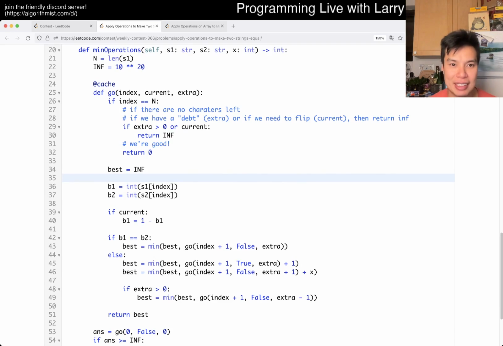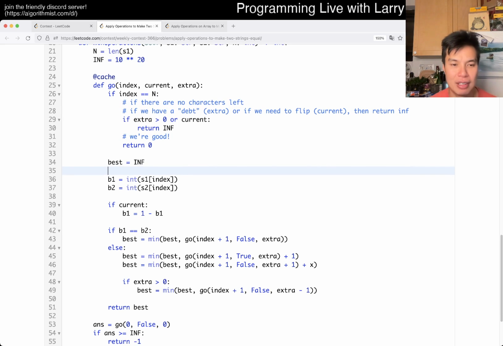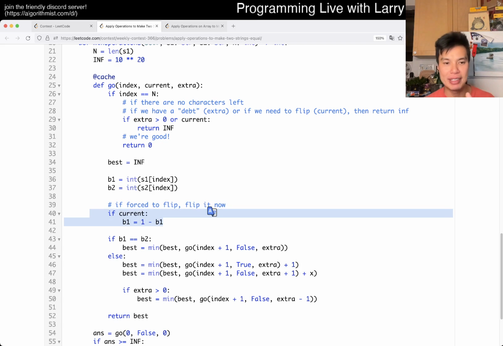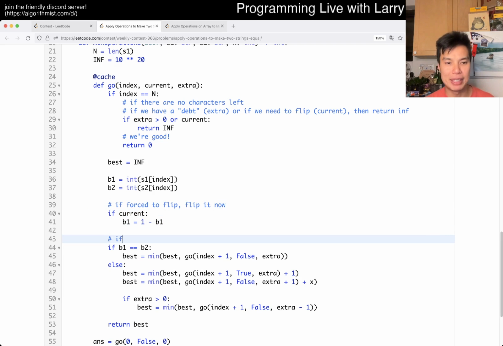So that's the base case. Otherwise, and I wrote this in a funky way, but bear with me, the sentinel value is infinity. We get the first bit and the second bit. If forced to flip it now, right? So now this is just if we have a carry bit, then we have to flip the current bit now. And then if bits are equal, then we don't have to do anything. We just go to the next bit, and in fact, you can't do anything.